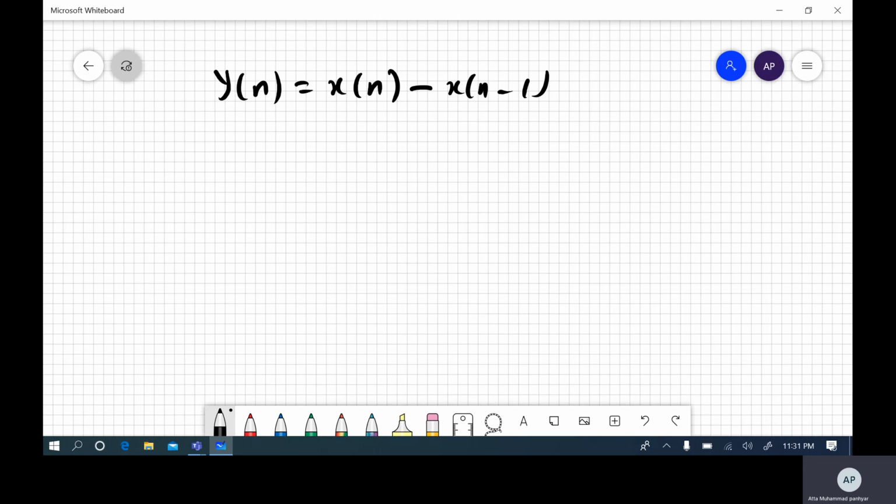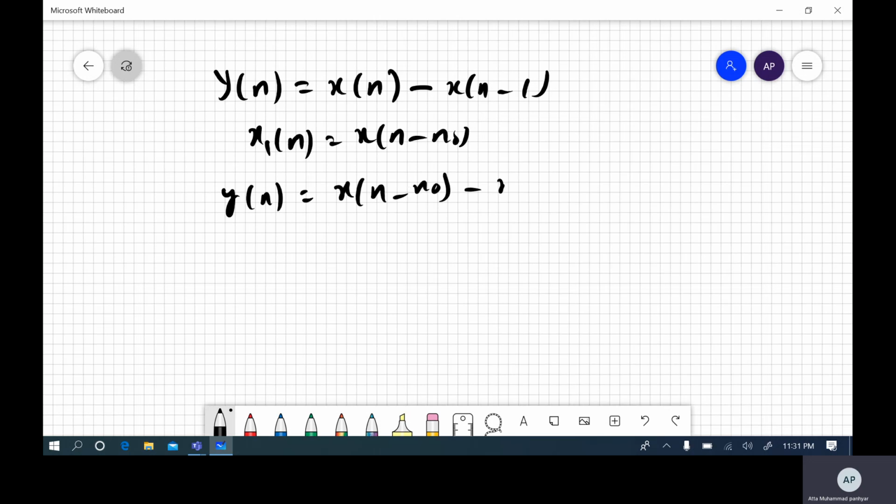So first of all, what we need to do is shift x of n by n naught, right? So what would be the result? y of n is equal to x of n minus n naught minus x of n minus n naught minus 1, right? Now first we shifted the input, now we want to shift the output.